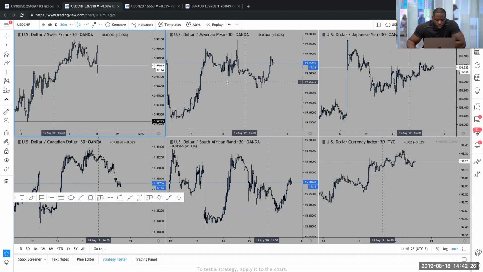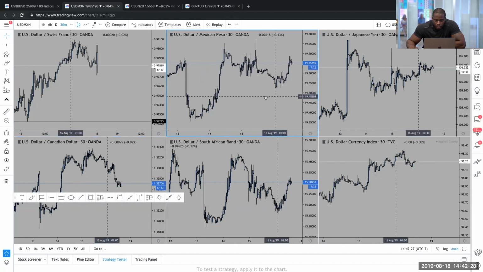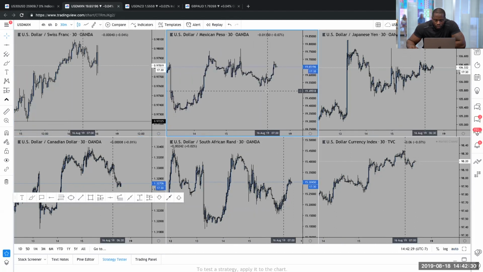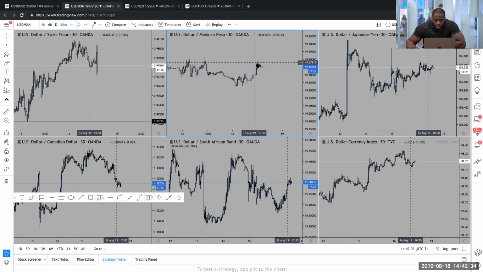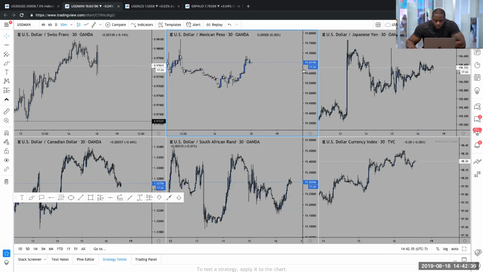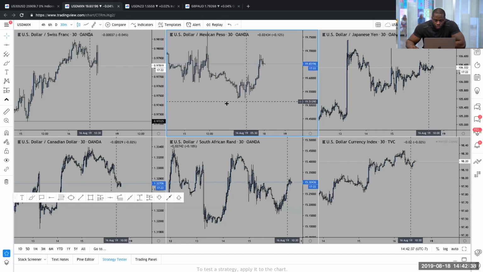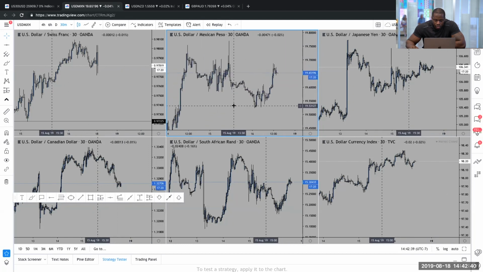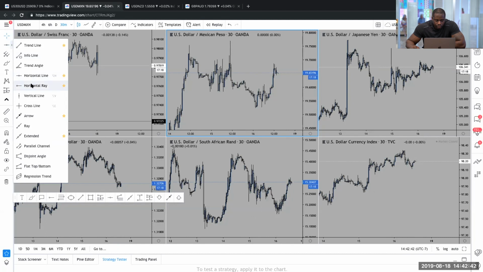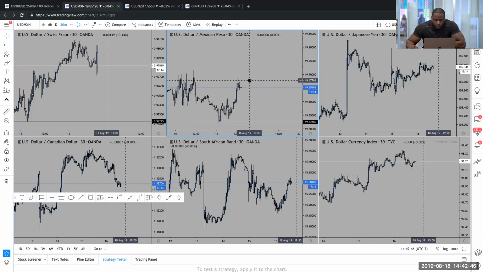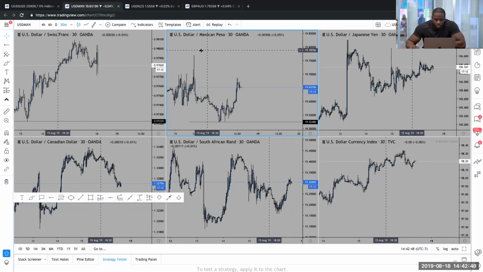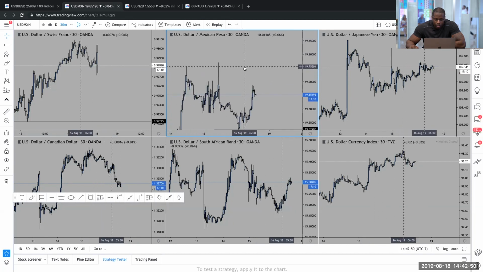USD versus Peso. So we saw a lot of huge retracements here. So we are huge retracement. So it did come down to a nice support. So I also see this becoming a continuation and surpassing this previous high to create a new high.